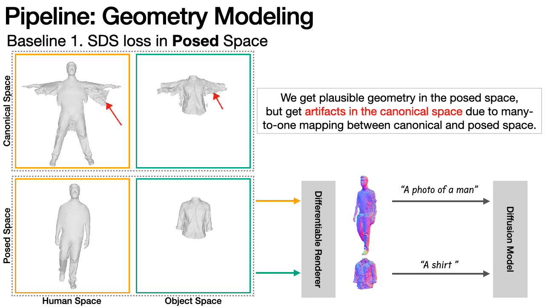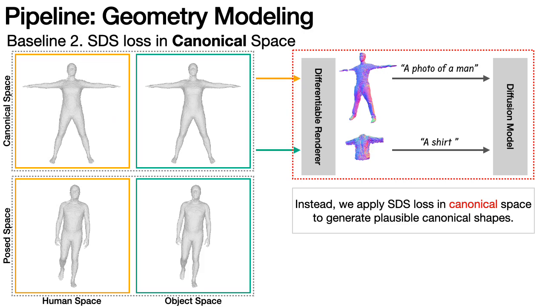However, we face artifacts in the canonical space due to the many-to-one mapping between canonical space and posed space. So, instead of utilizing SDS loss in the posed space, we apply SDS loss in the canonical space to generate plausible canonical shapes of the human and object which can be reposed into arbitrary poses without undesirable artifacts.